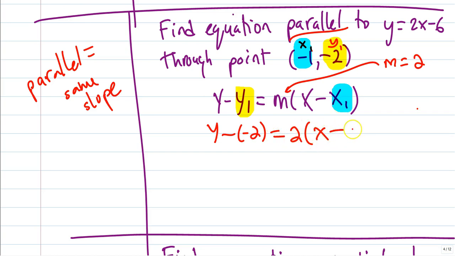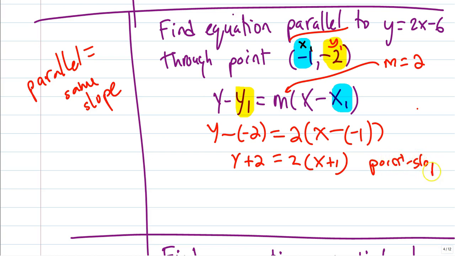X minus negative 1. Like I said, I'm going to clean this up, so I'm going to think of this as y plus 2 equals 2 times x plus 1. By the way, a lot of your homework, this will be the answer. If they just want the answer in point slope form, then you're done. If they want the equation in slope intercept form, then you have to solve for y.